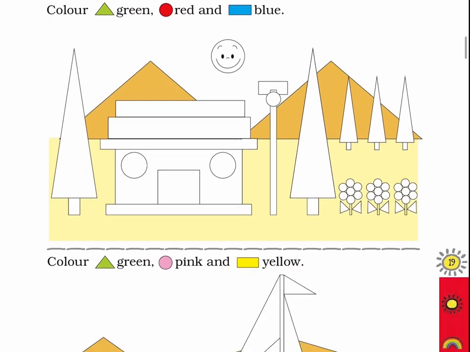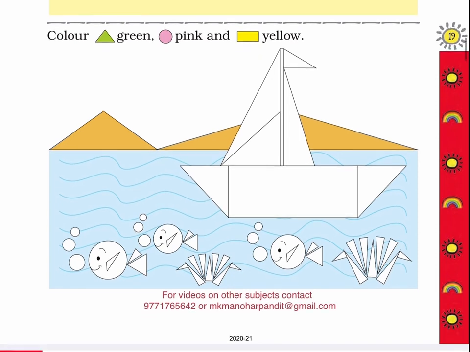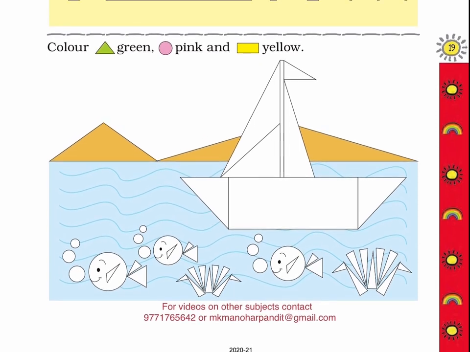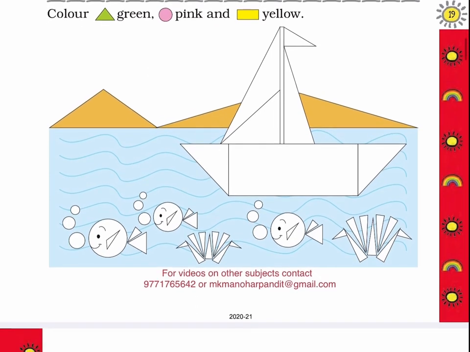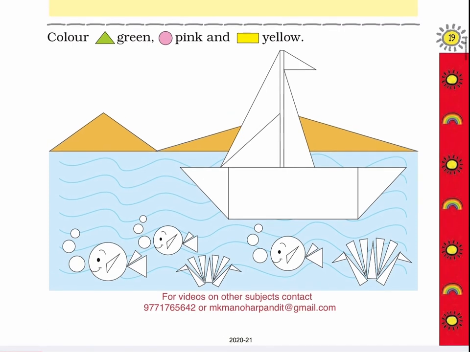Picture 2 shows a boat floating in the river near the mountains. Boat is made of triangles and rectangles of different sizes. Fishes swimming in the river are made of circles and triangles. Mountains are made of triangles. Water plants are made of triangles. Question 2. Color the triangles in green, circles in pink, and rectangles in yellow color.